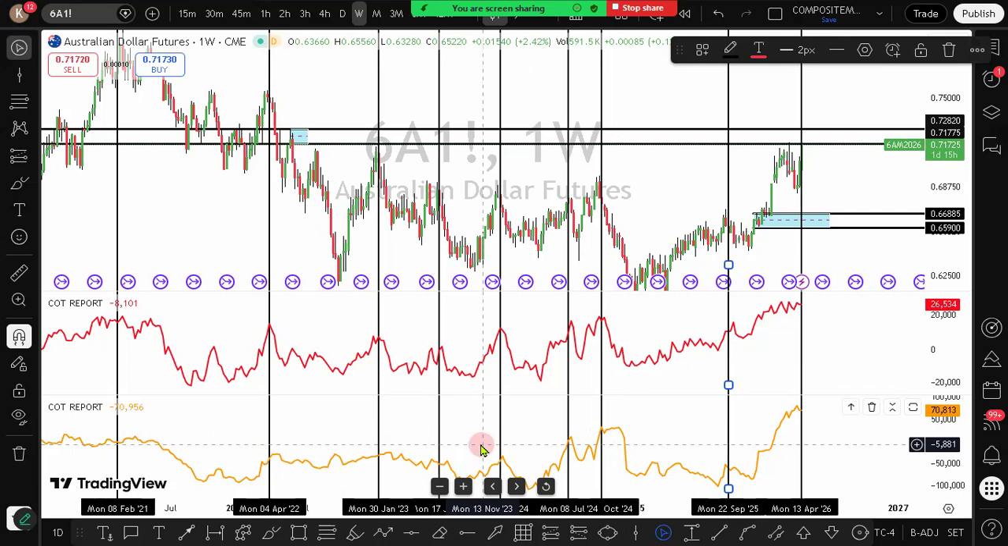Most of the time, when they turn, it means they're closing their positions, they're sensing danger, and that tells you the market is going to reverse.